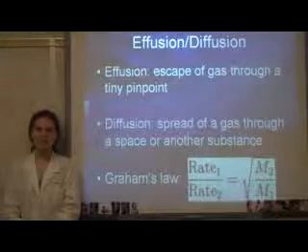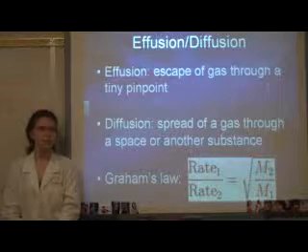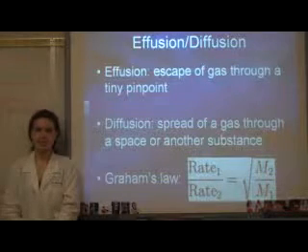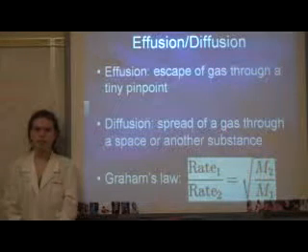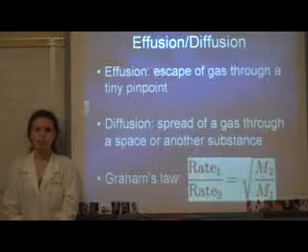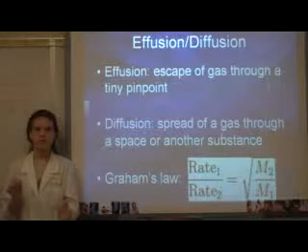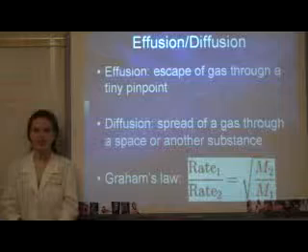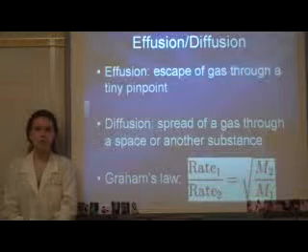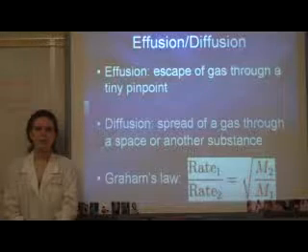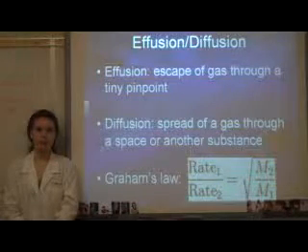Gases don't like to be contained, and effusion describes what happens when gases escape. Effusion is the escape of a gas through a tiny pinpoint, such as gas leaking out of a balloon through a hole. Similarly, diffusion is the spread of a gas throughout a space or another substance, such as when you spray a perfume bottle and the scent eventually fills the entire room. Graham's law describes that molecules with smaller molecular weights effuse and diffuse more quickly than molecules with higher molecular weights.